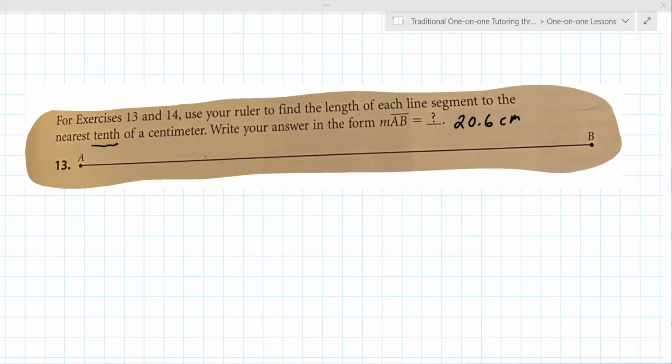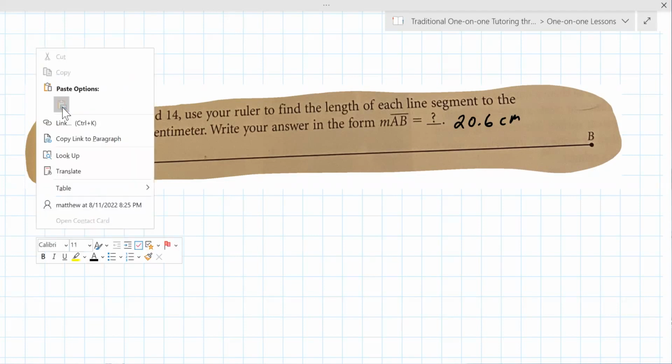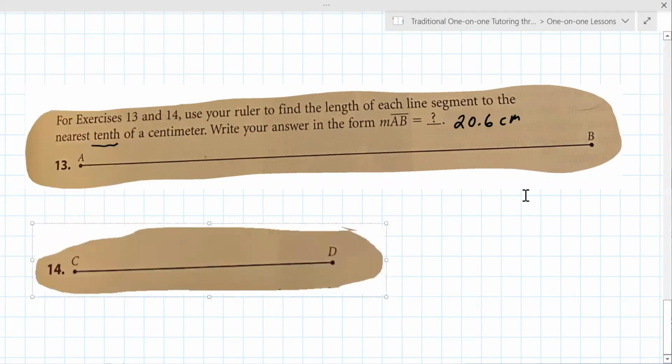Thank you. All right, now, of course, the next one is very similar. 14, it's going to be obviously a little shorter. So I got it correct? Yeah. We don't measure things very often, but it's an important skill to have. So go ahead and grab your ruler again and measure number 14.